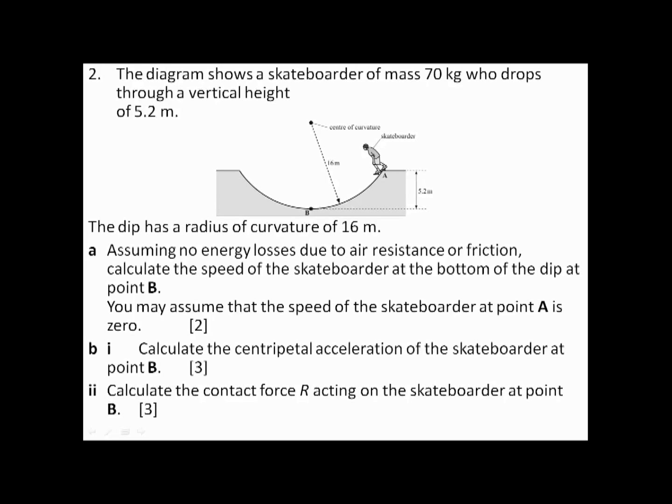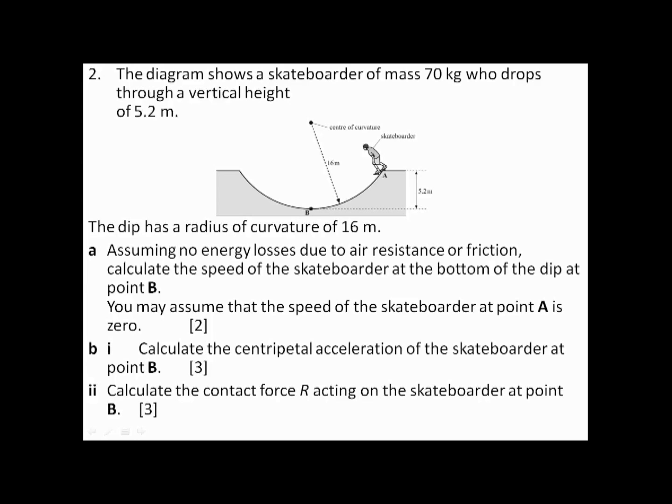Okay, question number two. A skateboarder drops through a vertical height into a dip with a radius of curvature of 16 meters. You will see this system very often in the X Games, where the skateboarder goes into the half pipe, as the X gamers call it. Okay, it's a half pipe.